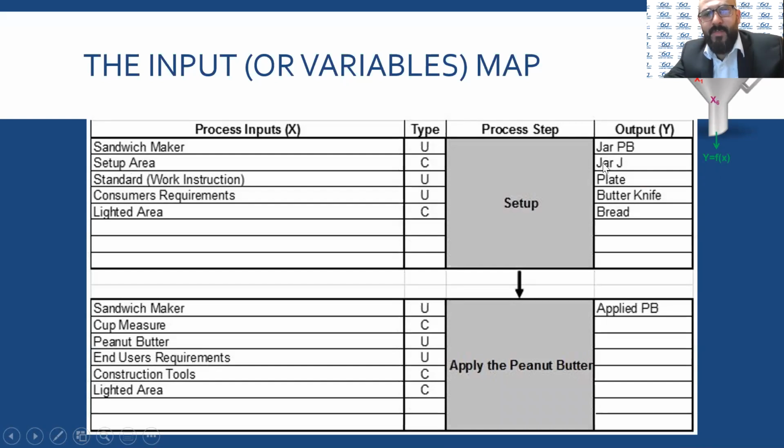You have to have the jar of jelly. You have to have a plate. You have to have a butter knife and bread. So all these are the output for the process. So now we're going to the second phase, which is apply the peanut butter, and you look into the input and the output specifically for that step.